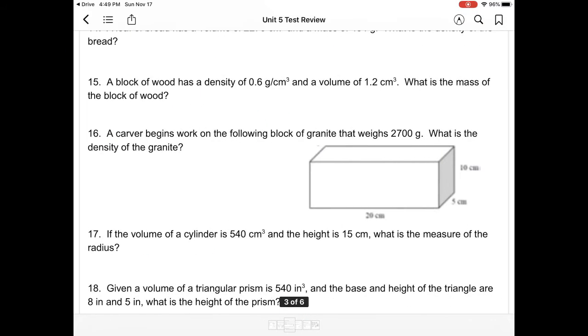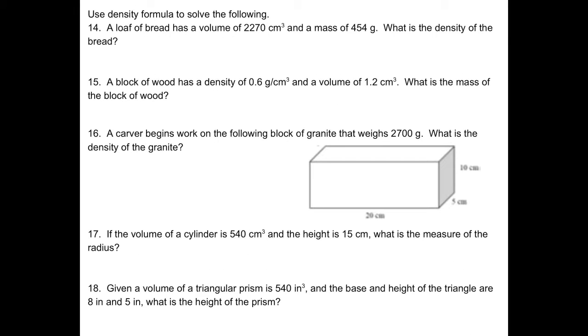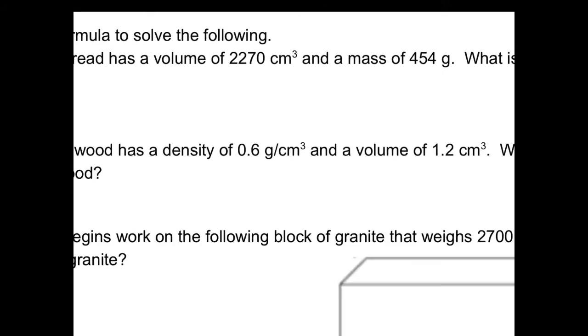So then we go on to the next section. The next section talks about density formula. So we're given word problems and we've got to find whatever it asks for. So in the first one, it says a loaf of bread has a volume of 2,270 cubic centimeters and a mass of 454 grams. What is the density of the bread?